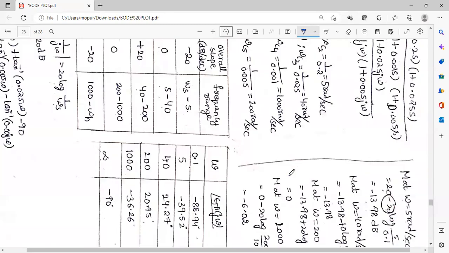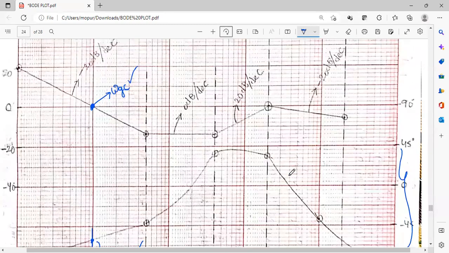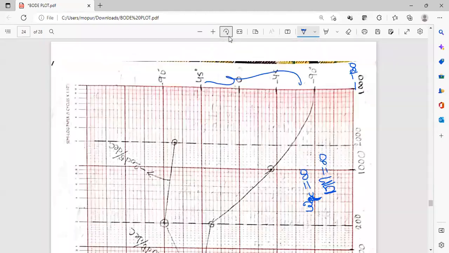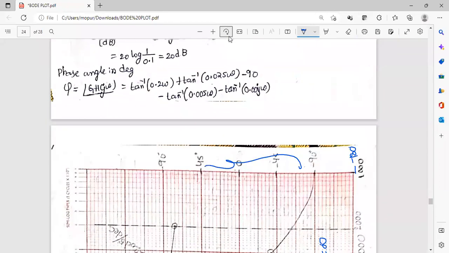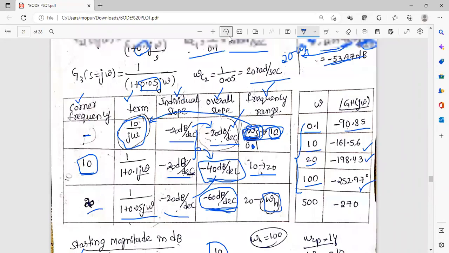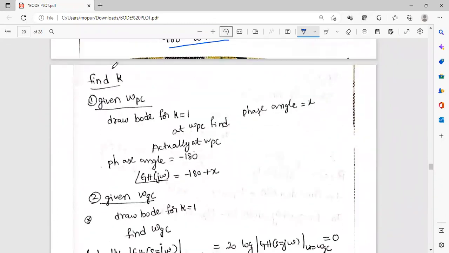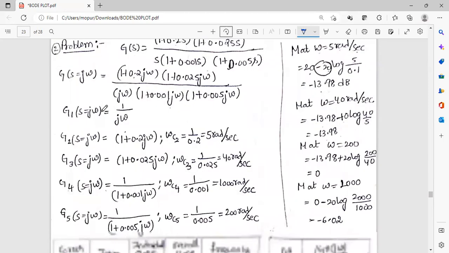Now the next type of problems is, instead of giving a transfer function, what will they give? They will be giving a transfer function with gain k, that is, k will be unknown. They won't give the value of gain, but they will give the frequency domain specifications. From the frequency domain specifications given, draw the Bode plot and find the value of k. Let me show you a problem and then I will explain the procedure.